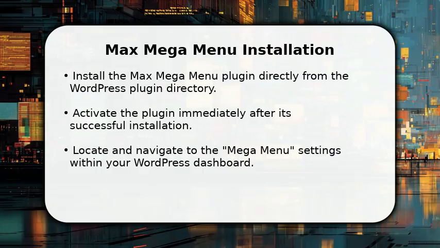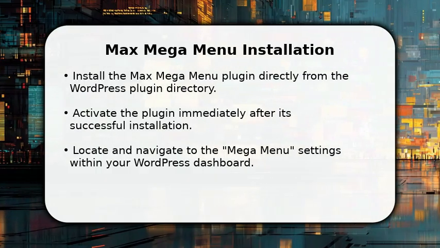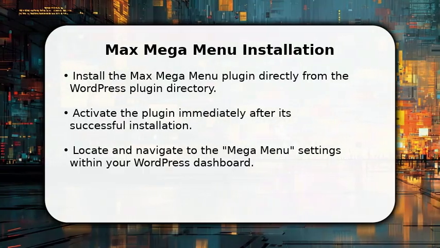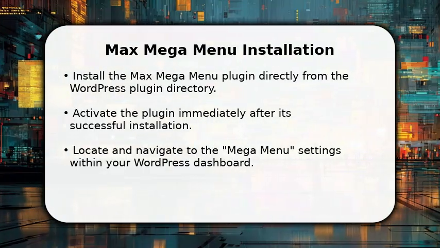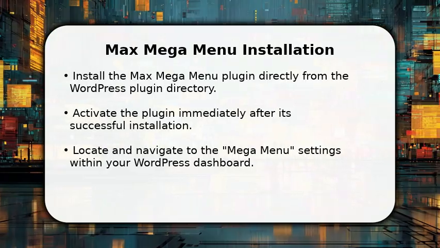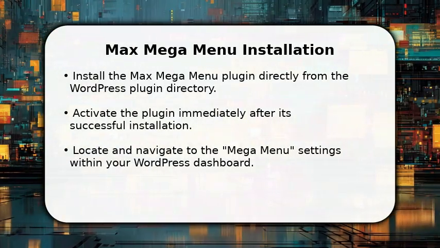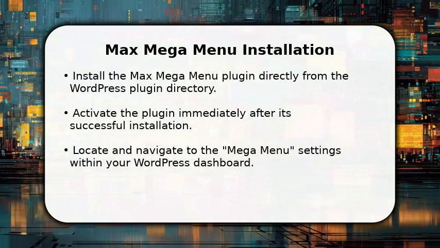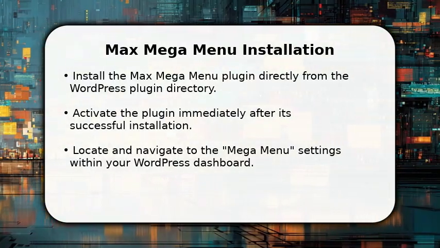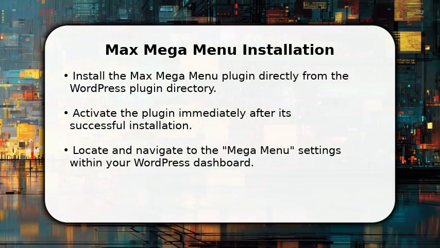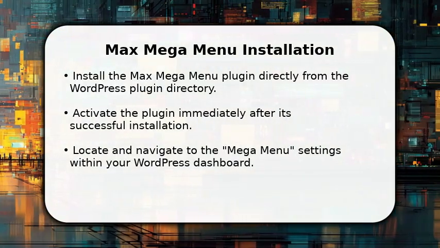In this video, I will explain how to use Max Mega Menu in WordPress. First, you'll need to install the Max Mega Menu plugin from your WordPress dashboard. Simply search for it in the Plugins section, click Install Now, and then Activate. Once activated, you'll find a new Mega Menu option in your WordPress admin sidebar, ready for configuration. This initial step is crucial for unlocking all its powerful features.